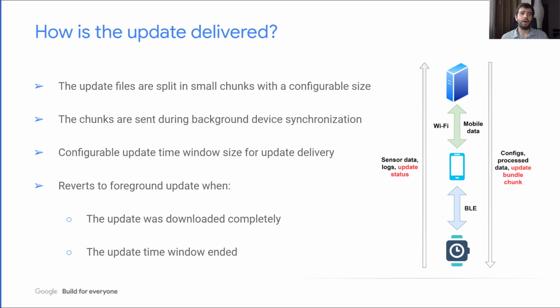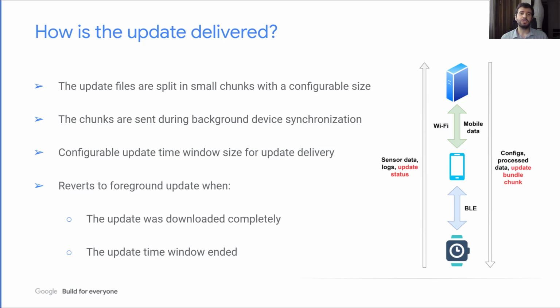So how is the update delivered? First of all, the update is packaged the same way as is done for the foreground firmware update. The difference is that instead of downloading the full update at once, the update is split in chunks, which are downloaded during background synchronization.